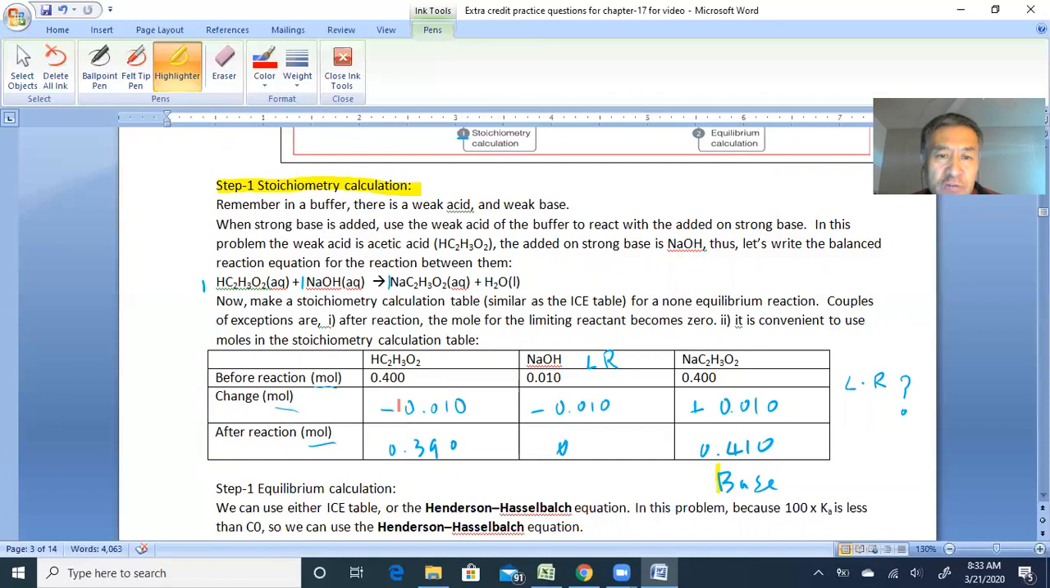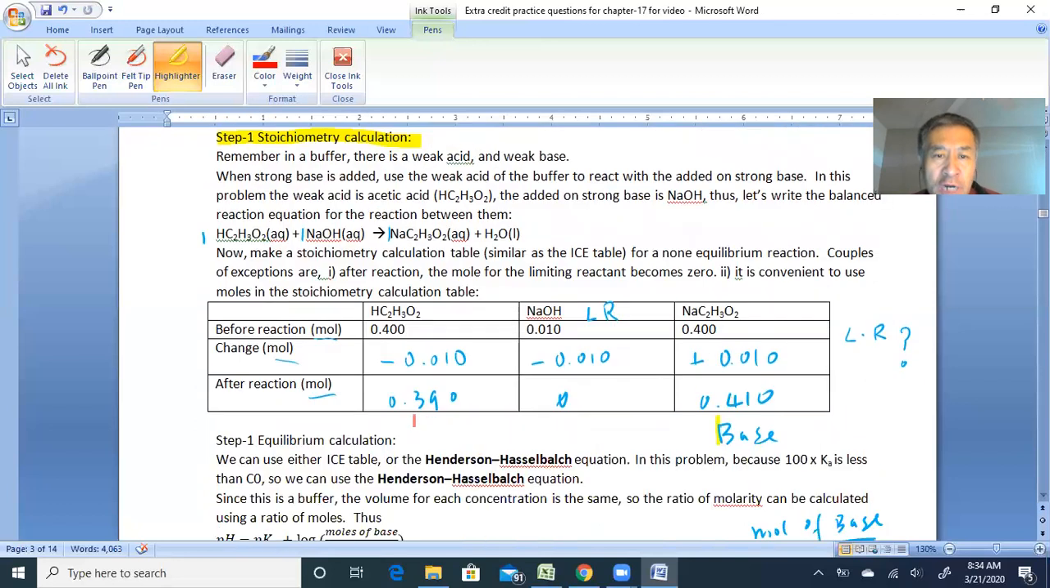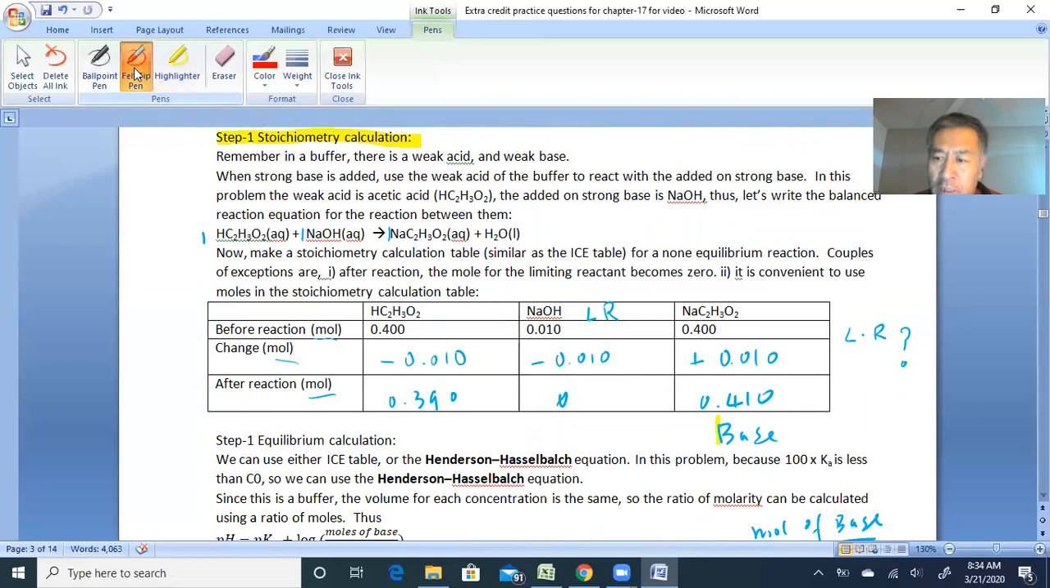Therefore, the change for this one is also negative, and the coefficient is also 1, so also 0.010. For this product, the change will be plus, and the coefficient is 1 here, so the number is also 0.010. Then we subtract this number from that, and we get 0.390. NaOH becomes 0. For this NaC2H3O2, we add this number to that, and we get 0.410. Okay, so this is our acid and this is our base.